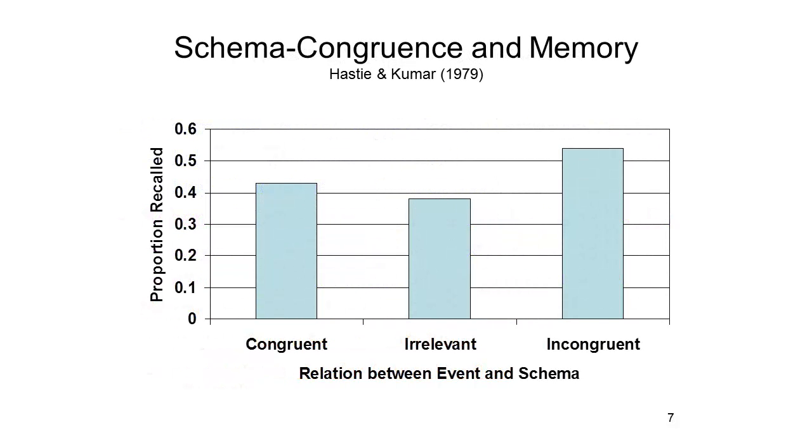Now when we plot memory for the behaviors as a function of their congruence with the schema, we see an interesting pattern of results. A pattern known as a U-shaped function, because that's what it looks like. Schema-relevant behaviors, whether they're schema congruent or schema incongruent, are remembered better than schema-irrelevant behaviors. But among the schema-relevant behaviors, schema-incongruent behaviors are actually remembered better than schema-congruent behaviors. Surprising, unexpected, schema-incongruent behaviors are remembered better than schema-congruent behaviors.